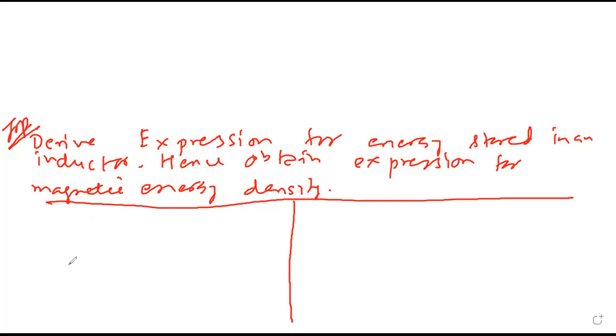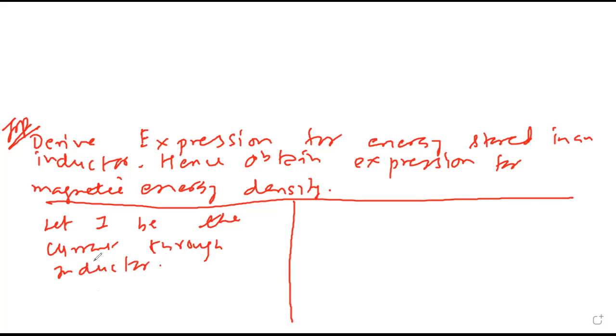We want energy stored in an inductor when current I passes through it. Let dI be the change in current through the inductor in time dt second. So E is minus L dI by dt. We are interested in what is energy.